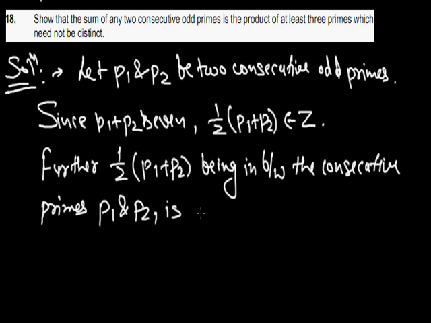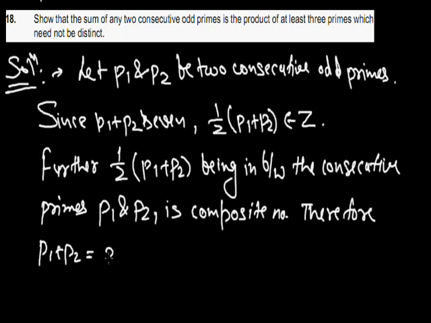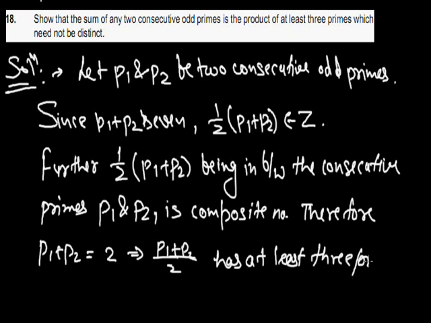And (P1+P2)/2 is a composite number. If it is a composite number, then P1+P2 is equal to 2 times it. So (P1+P2)/2 has at least 2 prime factors, and therefore P1+P2 will have at least 3 prime factors. Let us move to our next question.